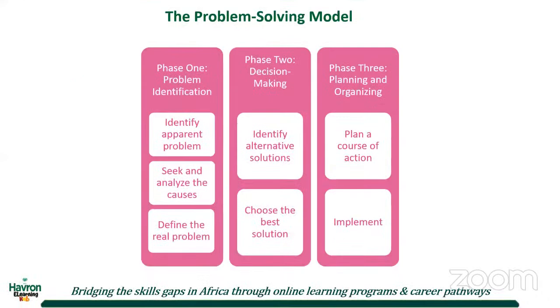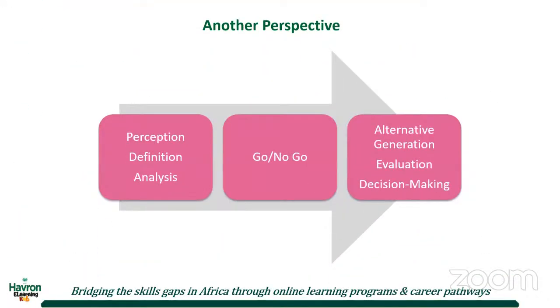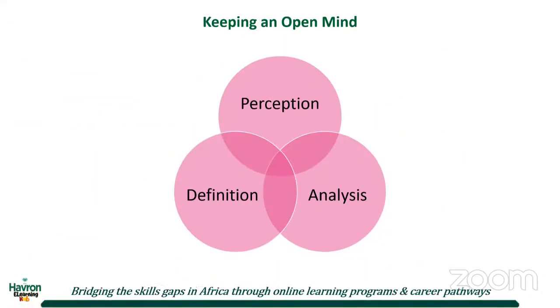We have phase 1 here, phase 2, and phase 3. Phase 1 is the problem identification. Phase 2 is decision-making, while phase 3 is planning and organizing. We also have another perspective: perception, definition, and analysis. We also have the go and no go. Then you go for the alternative generation. We recommend that you spend most of your time on the first block, perception, definition, and analysis. As we have mentioned already, keep an open mind.